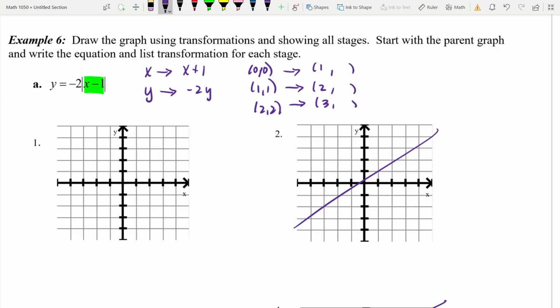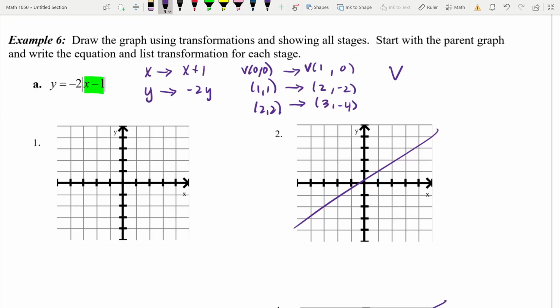Take the y value and multiply it by -2. 0 times -2 is a 0. 1 times -2 is a -2. 2 times -2 is a -4. I want you to keep in mind that this is a v. Okay? Let's plot those points. By the way, put a v right here, you guys. Put a v by the ordered pair 1, 0 and put a v by the ordered pair 0, 0. That's telling you that that's the vertex of that absolute value.